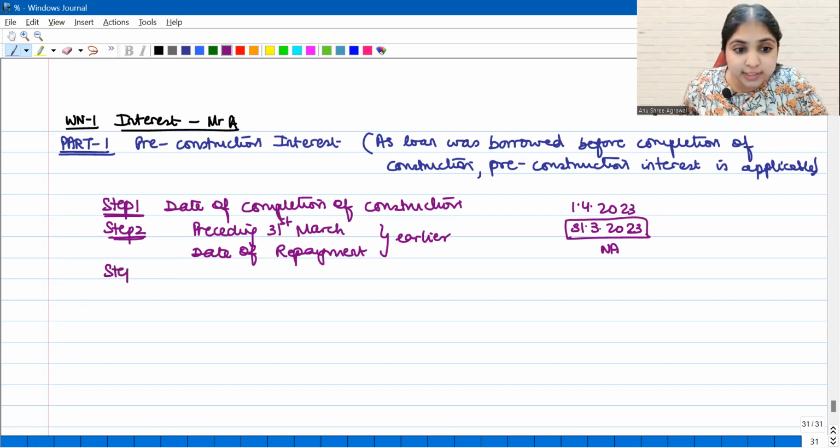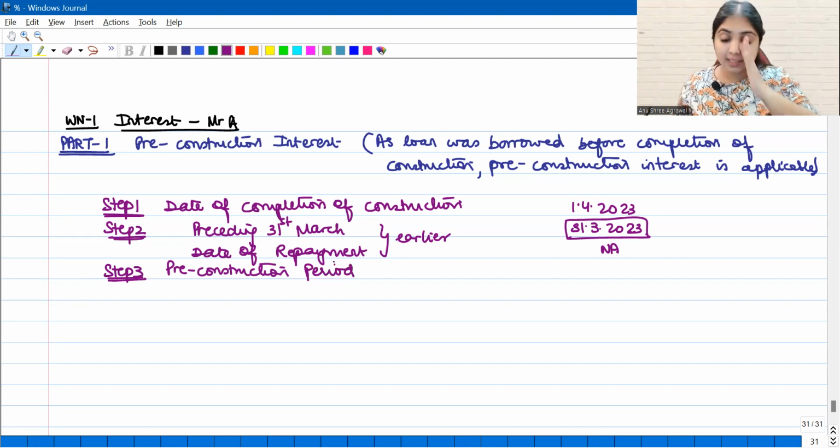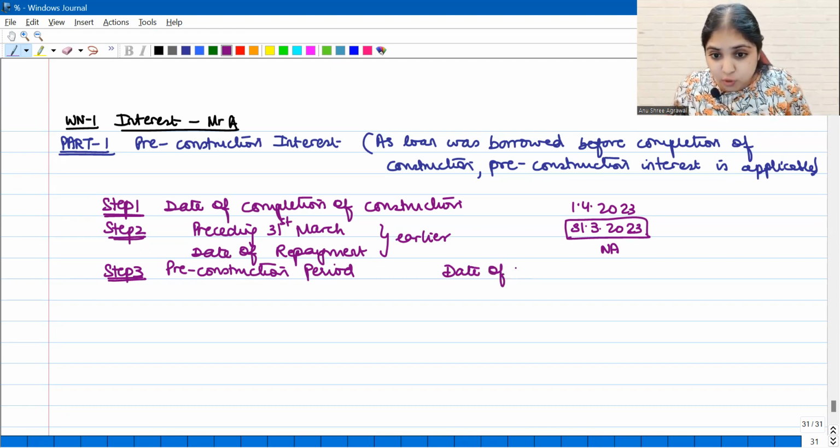Now coming to step number three. What is step three? Step three is going to be your pre-construction period. I hope you recall all this, guys. Now tell me, when does it start? What have I taught you? When does the pre-construction period start? It starts on the date of borrowing, right? It always starts on the date of borrowing, and it goes on till when? It goes on till our step two date.